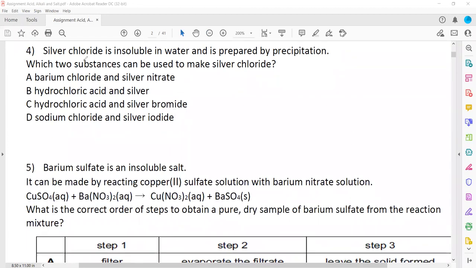So next is silver chloride. It is an insoluble salt. Insoluble salt means it does not dissolve, and it is prepared by precipitation. Which two substances can be used to make a silver salt? So we want to make a silver salt, or silver chloride. So we want to produce silver chloride.